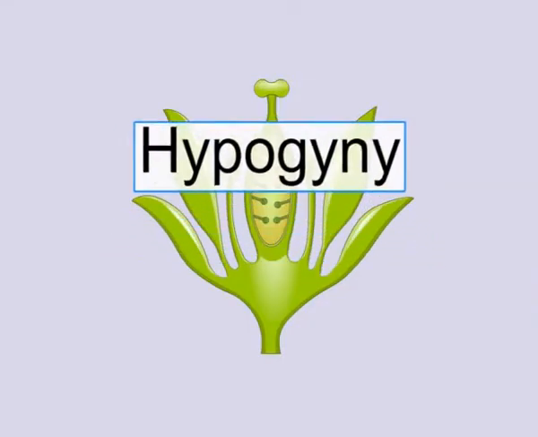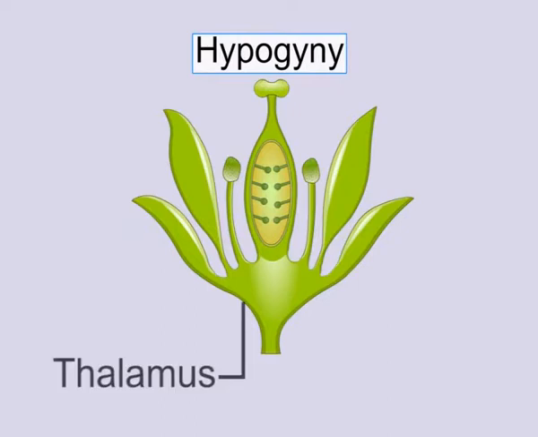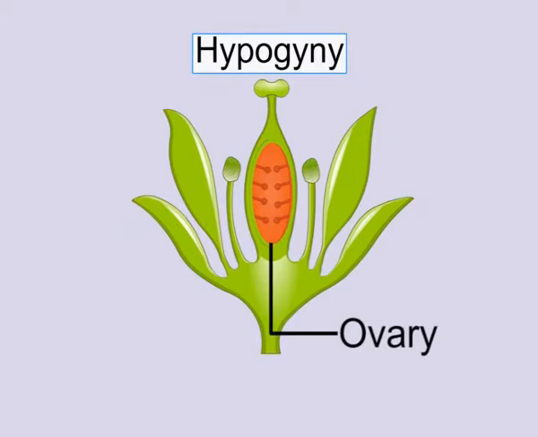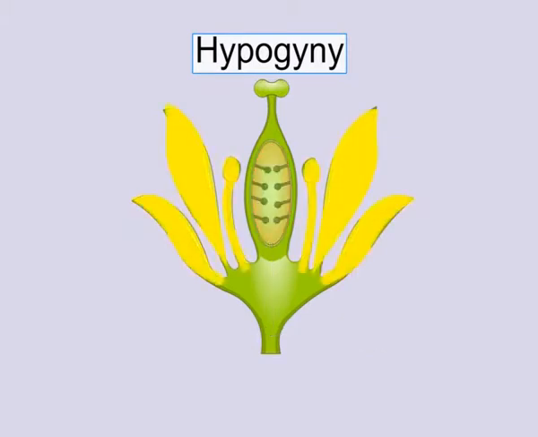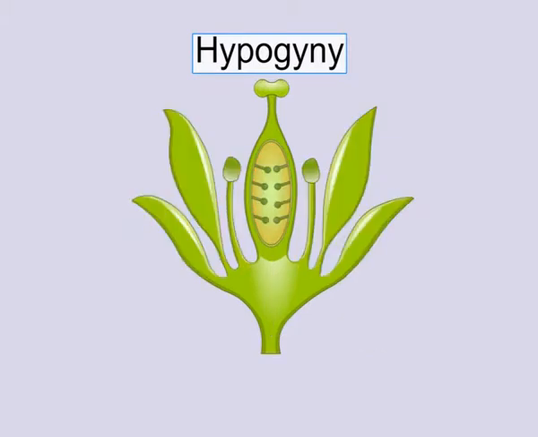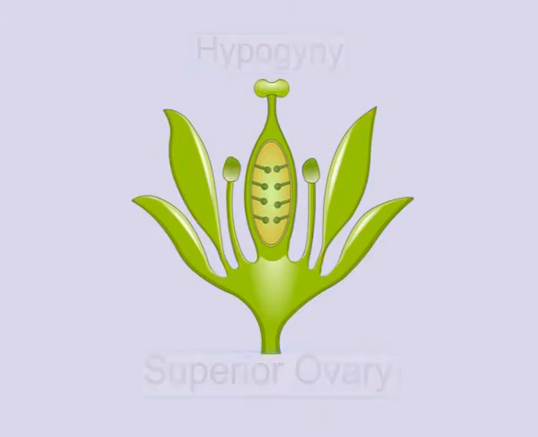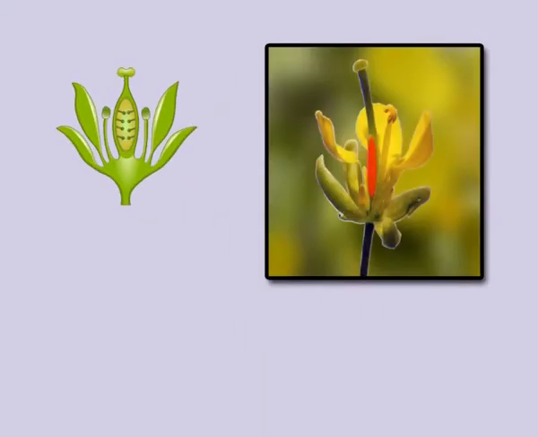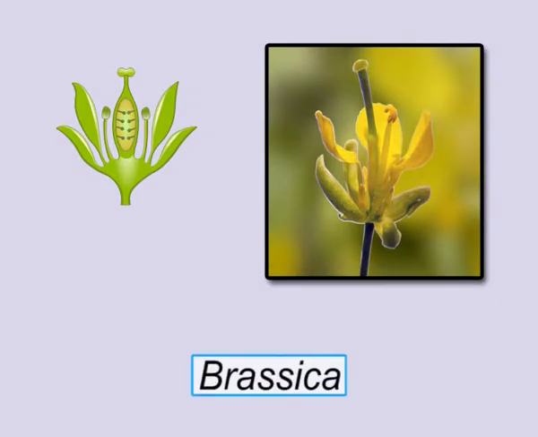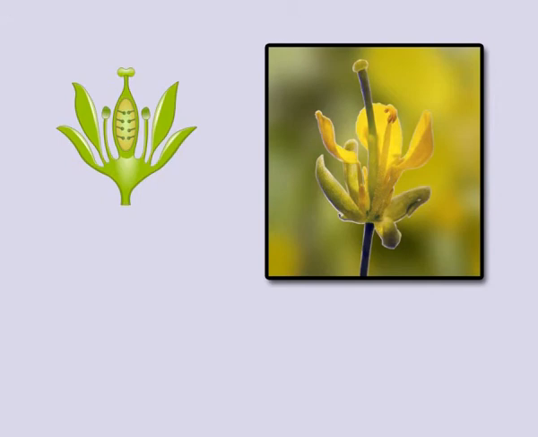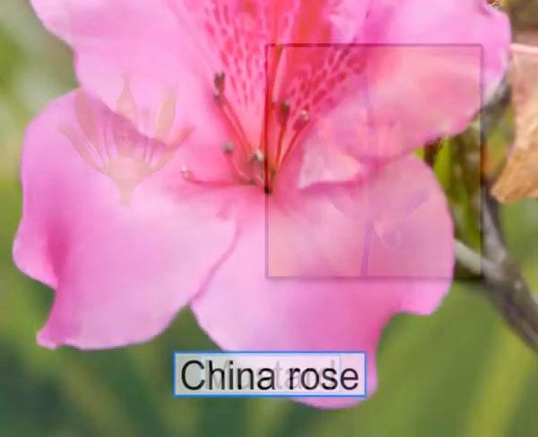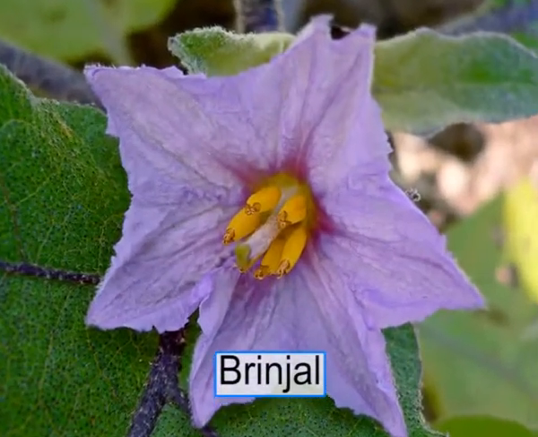Hypogyny. In this type, the thalamus is convex and ovary occupies the highest position on it. The other three whorls lie below the ovary and the ovary is said to be superior and other floral whorls are inferior, as shown in the visual of brassica. The other plants which exhibit this type of pattern are mustard, China rose, brinjal, etc.